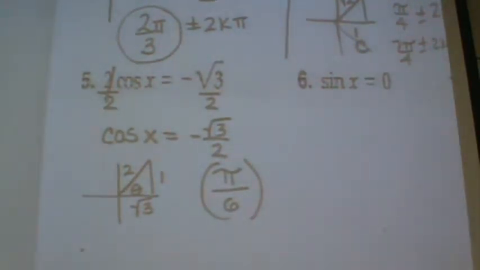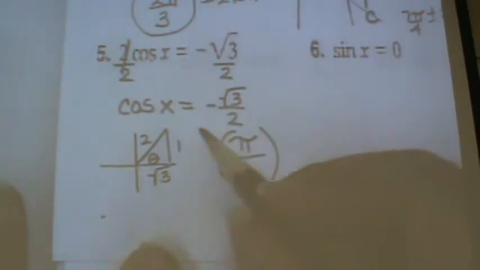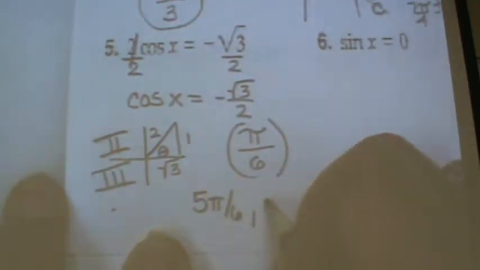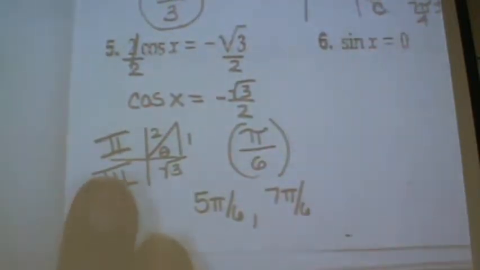In what two quadrants is cosine negative? 2 and 3. So what are the two angles in quadrant 2 and 3? Because it's negative, they have a 6 in it. 5 pi over 6. And 7 pi over 6. And should you add 2k pi to these? Yes, if it asks for all answers.